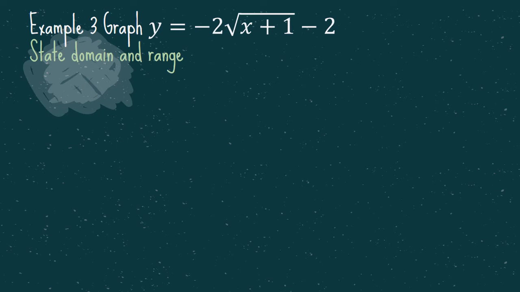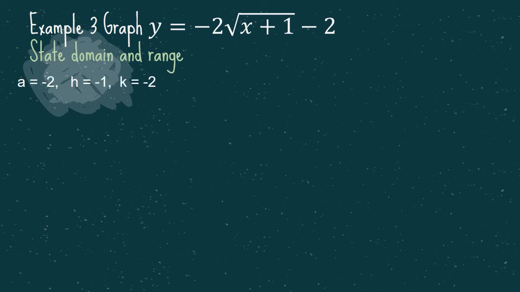Let's make another example about graphing, and notice that in this case the value of the a is going to be negative. So let's graph y equals negative 2 square root of x plus 1, minus 2, and let's state also domain and range. Let's begin stating the values of the a, h, and k.